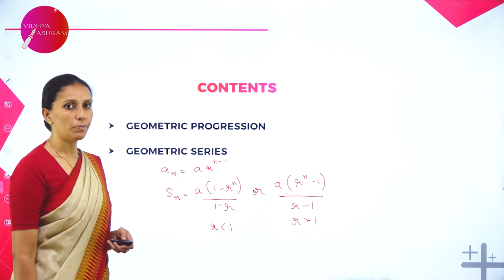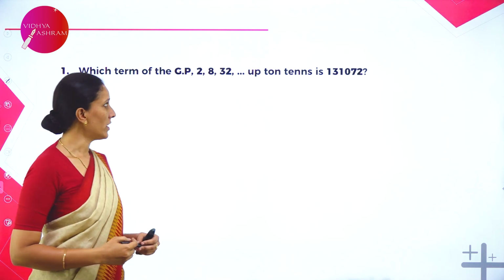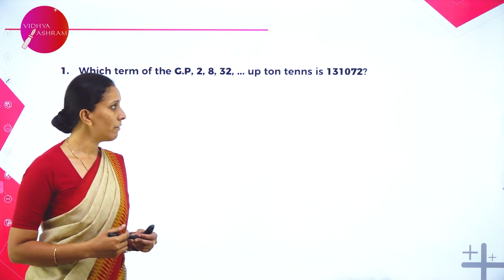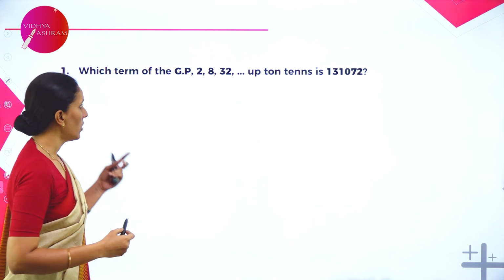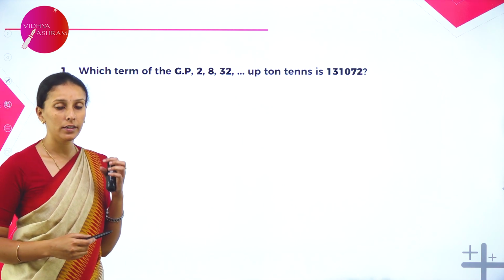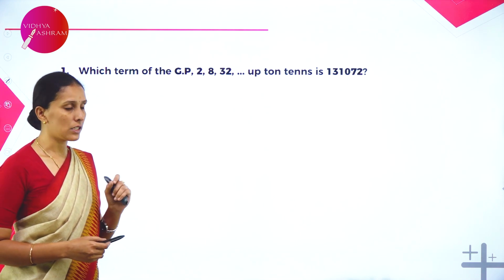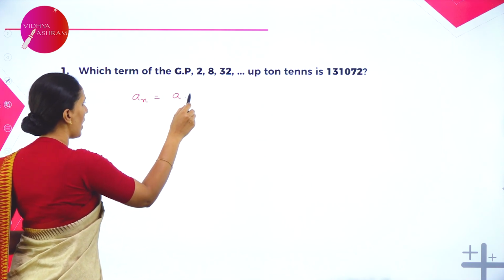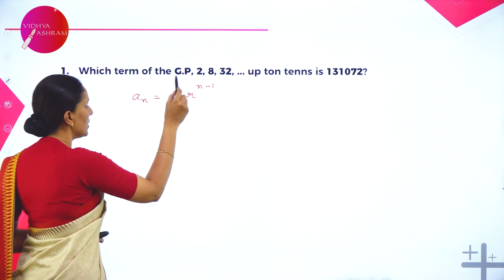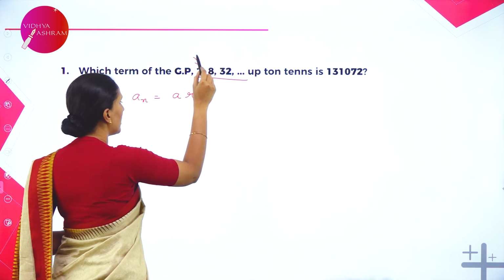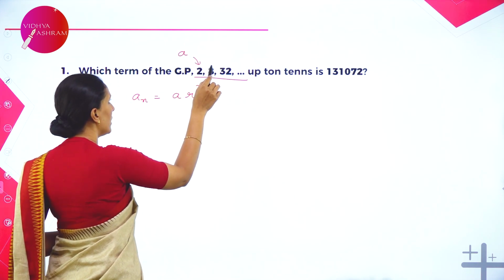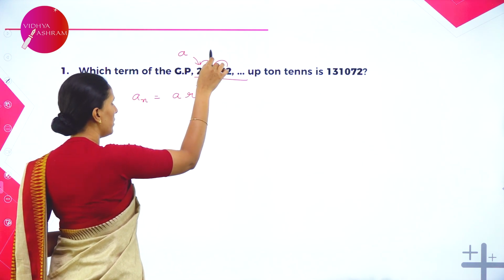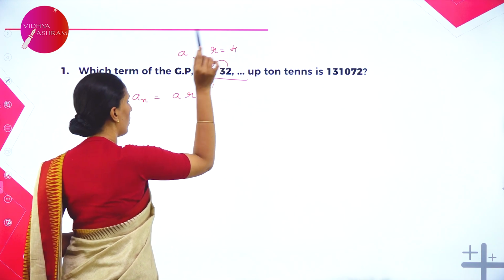Now let us take few problems. So the first question is, which term of the GP 2, 8, 32 will lead to the number 131072? So here we need to find out the term number, that is the nth term. So we know that an is equal to a r to the power n minus 1. So in this series, the very first term is considered as a and the ratio of these two numbers, that is 8 by 2 or 32 by 8, is the common ratio, that is r is equal to 4 here.